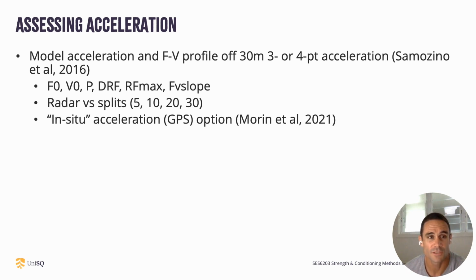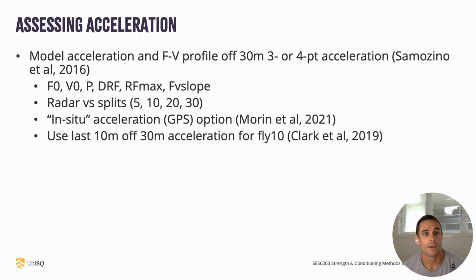You also have an option for in situ acceleration. This is based on GPS. Again, JB Morin has put that out. It's a really good option if you work with GPS day in, day out, in a professional field sport. If you have access to GPS, I'd 100% recommend using the in situ acceleration variations. You could also pick that up from a 30-meter acceleration, by pulling apart the GPS data, and just doing it in the traditional way instead of using radars or splits. A combination of timing gates and GPS would probably be my ideal.